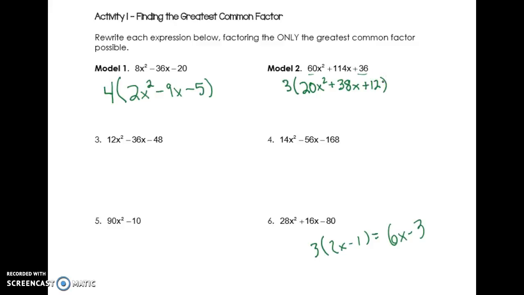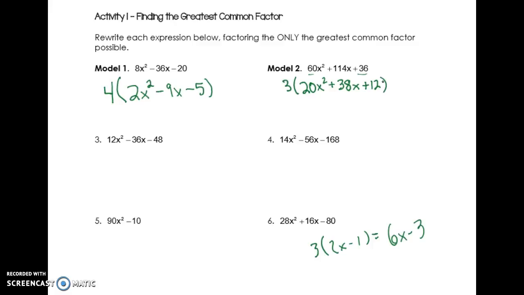So looking at what's left, I want to see, is that it? Or does what's left have something in common? And they actually do. 20x squared, 38x, and 12 all have a 2 in common. So I'm going to take that out in addition to the 3 that's already out there.